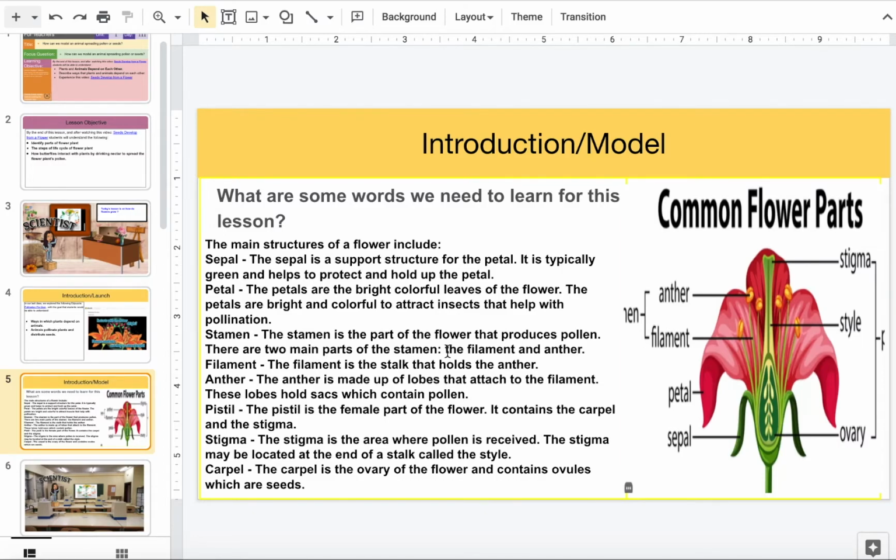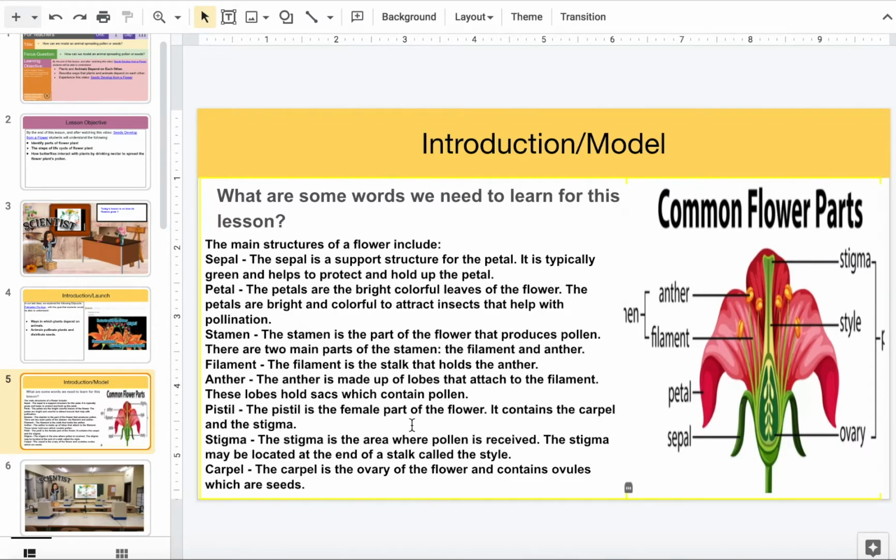Stamen. The stamen is part of the plant that produces pollen. There are two main parts of the stamen, the filament and the anther. And so this is the stamen. This is cut off the word stamen, but here's the filament and the anther. Filament is the stalk that holds the anther, and this is the filament. It's the stalk that holds the anther. Now the anther is made up of lobes that attach to the filament. These lobes hold sacs which contain pollen, and so this is the anther.